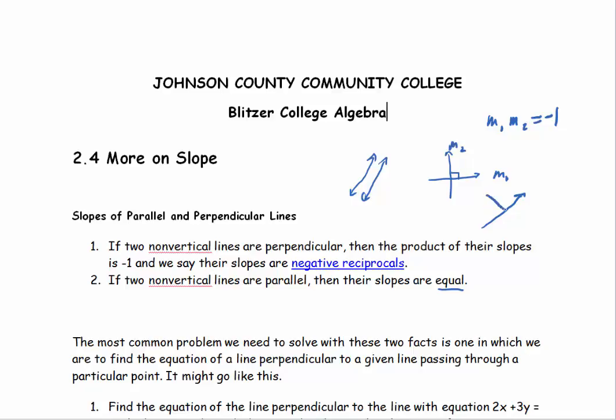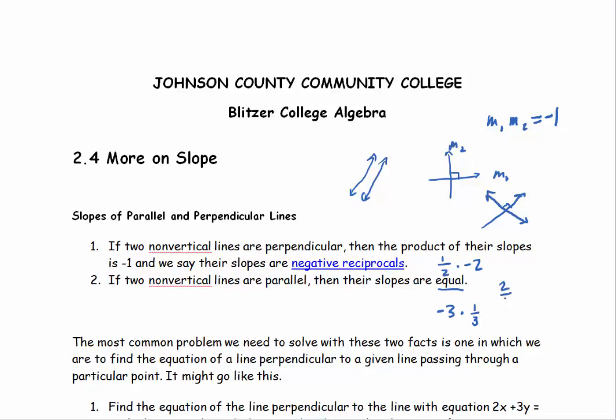So let me redraw here. Let's say that my perpendicular lines are something like this. Then the product of those slopes will equal -1. So some examples of negative reciprocals would be if I had 1/2 and -2. Those would be negative reciprocals. Or if I had -3 as one slope and then 1/3 as another slope. So in other words, we flip the slope over and change the sign.